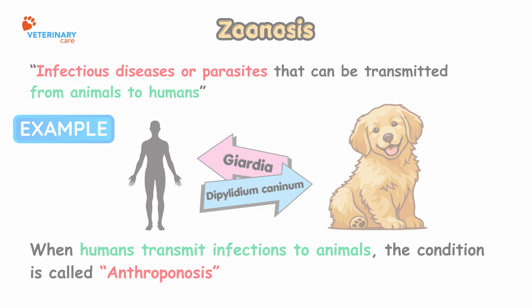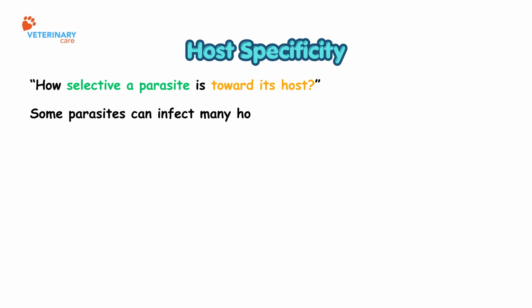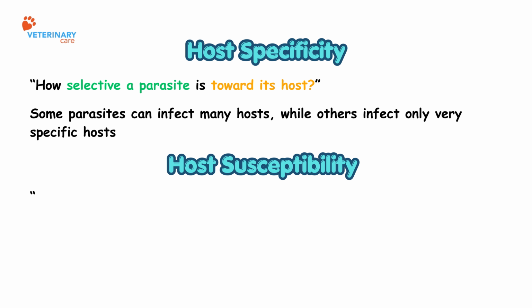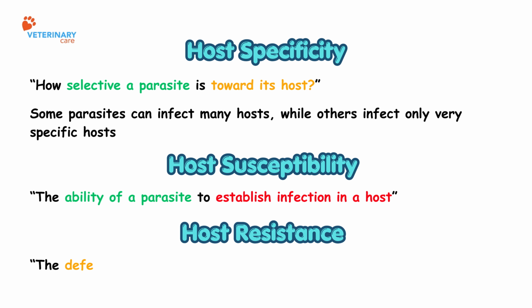Another important concept is host specificity. Host specificity refers to how selective a parasite is toward its host. Some parasites can infect many hosts, while others infect only very specific hosts. Host susceptibility means the ability of a parasite to establish infection in a host. Host resistance refers to the defense mechanisms of the host that prevent parasite infection.